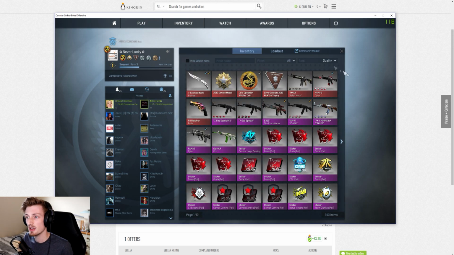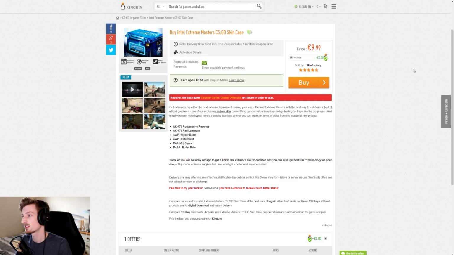And with that out of the way, let's get into the case. It is a €9.99 case, so sort of middle of the road, not a cheap one, not too expensive. And delivery time is 5 to 60 minutes, so almost instant. Now, here's where it gets interesting. These are the sort of most common skins from this case.